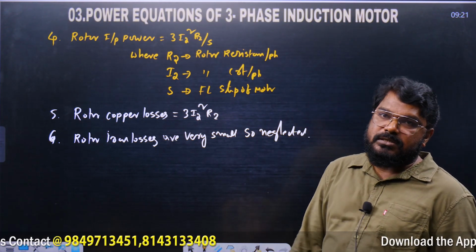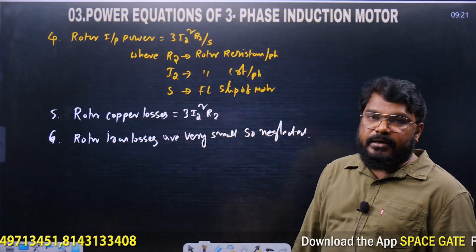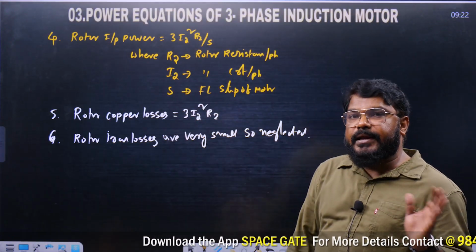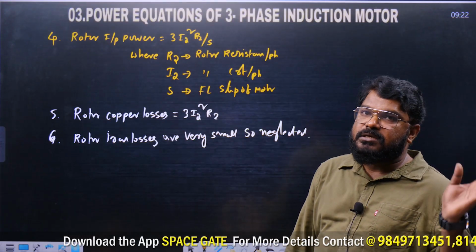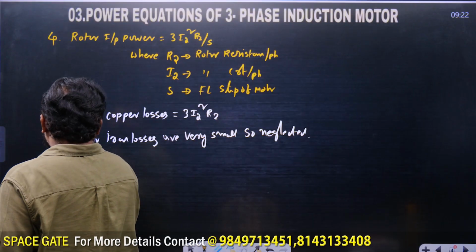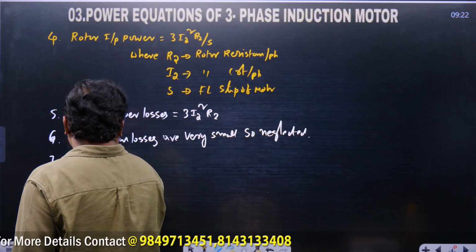So rotor iron losses are low, so they are neglected here. Unless otherwise specially mentioned, the rotor iron losses of an induction machine mean the stator iron losses only.